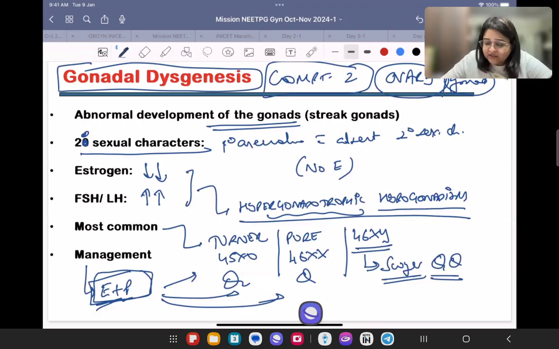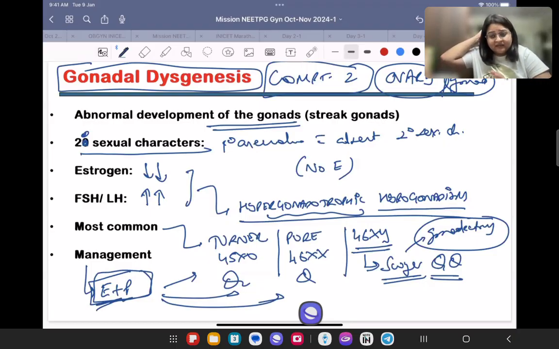In addition, in Swyer syndrome, you're also going to do a gonadectomy. You're going to remove the gonad because this can lead to malignancy. Okay.